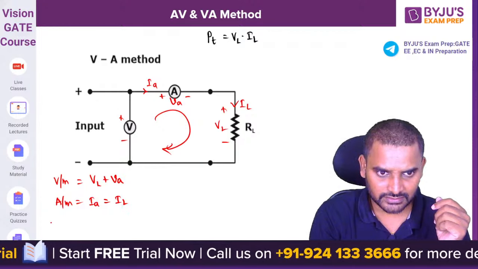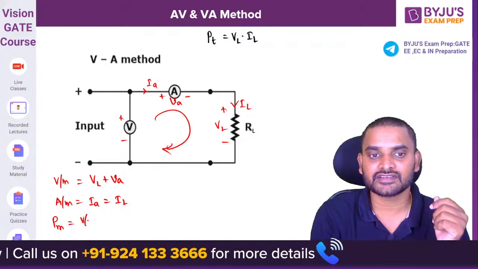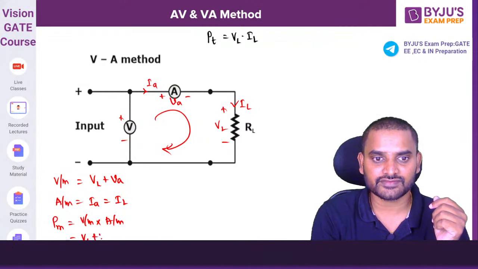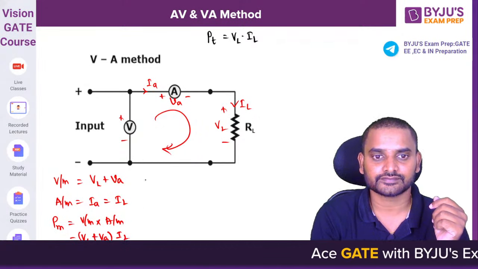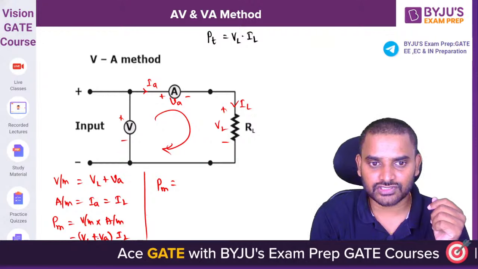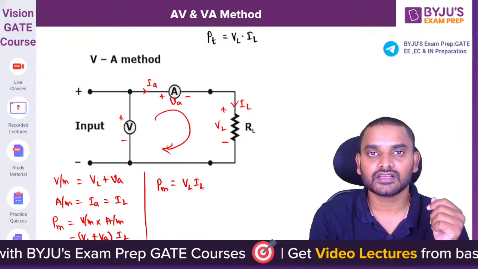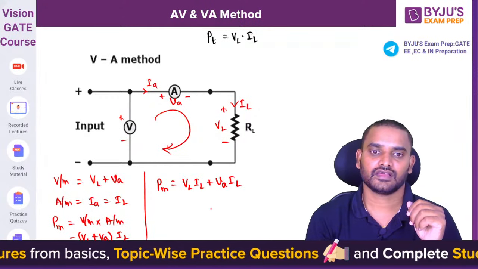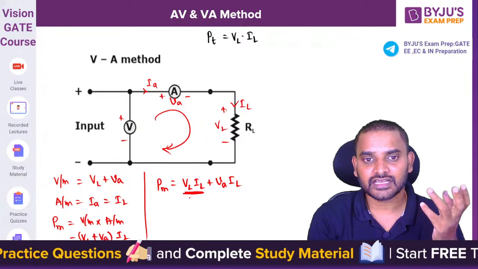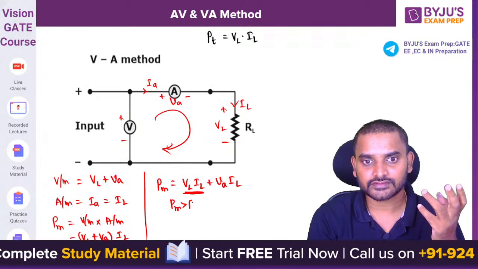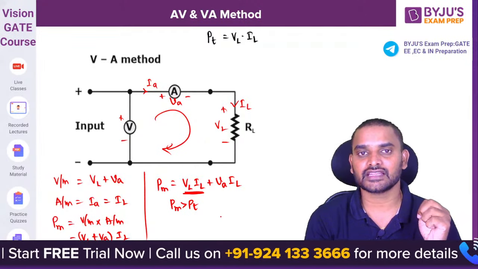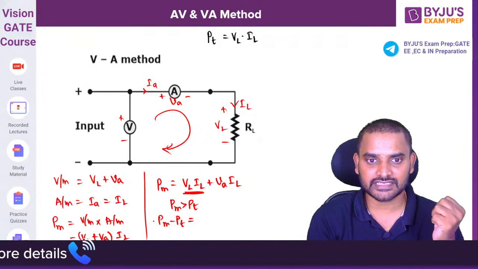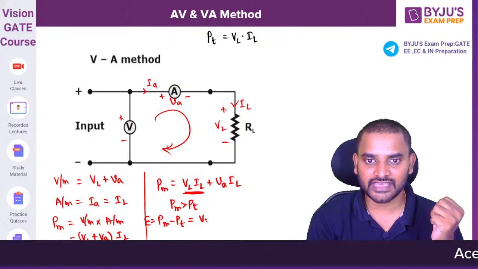Now the power measurement will be voltmeter reading into ammeter reading. We are going to get VL plus VA into IL. So the measured power is equal to VL into IL plus VA into IL. Now this is your true power, VL into IL. So the measured power is again greater than the true power. If I solve measured power minus true power, I will get the absolute error, and that is VA into IL.